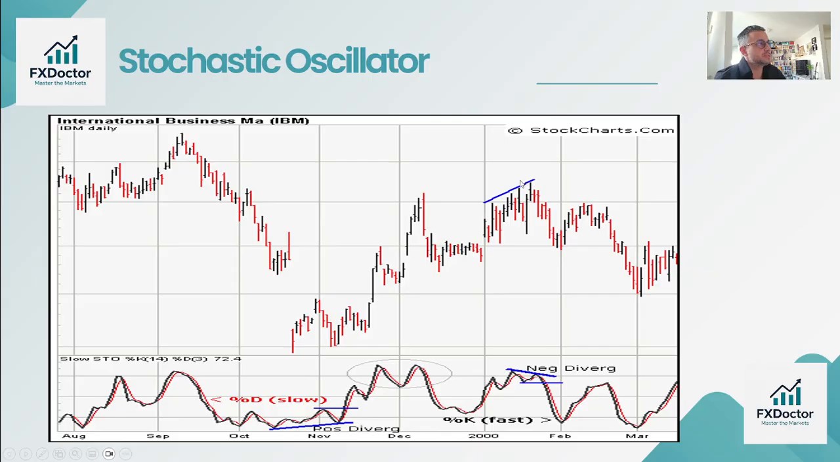And this is negative divergence here. As you can see, price is going up. This is IBM. Sorry about this old chart. This is from our old script. It was made in 2004, 5, something like that. I have to change this, but it is okay. Price is going up, and as you can see, stochastic is going down and crosses.